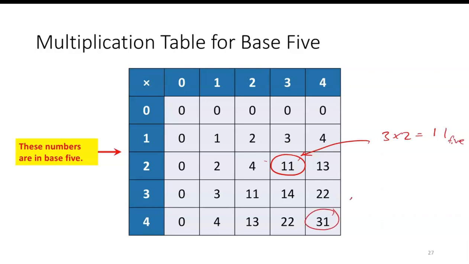This one right here looks like a 31, but it's really 4 times 4, which is 16. That's going to be 3 nickels and 1 penny. So as long as you keep those facts right, the multiplication is the same as before.